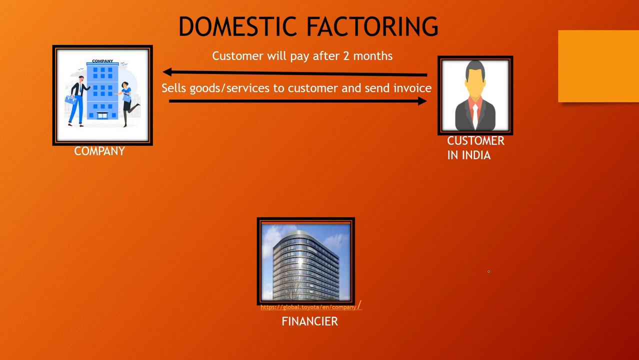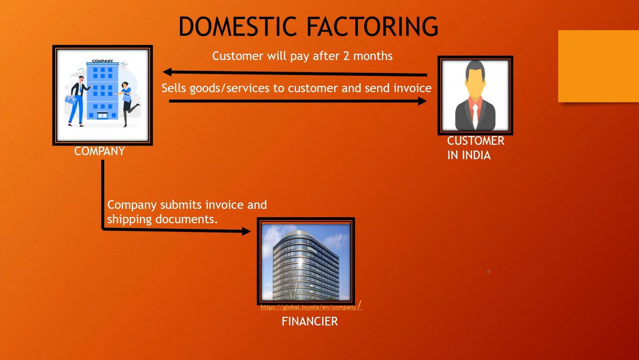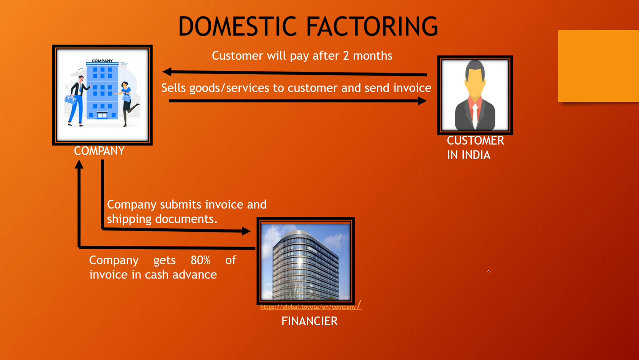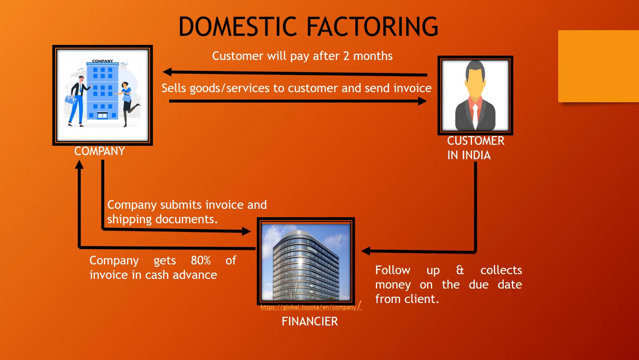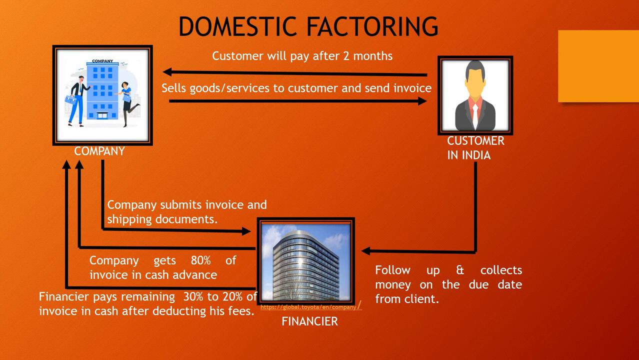So what the company will do, if the company requires money, the company will approach this factor and sell the invoice. That means, or you can say, submit the invoice and all the shipping documents to this financial. This financial will pay back around 80% of the invoice as cash in advance to the company, and will follow up and collect the money on the due date from the client. On the due date, this client is going to give back the money to this financial. This financial is going to pay the balance 20% of the invoice in cash after deducting its fees.